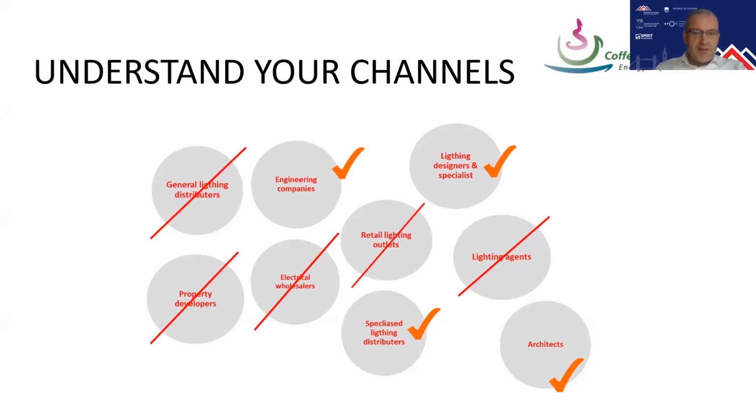So we ended up selecting what were the perfect fit. We targeted engineering companies, specialized lighting distributors, architects and lighting designers and specialists. They were the target distribution, and it was perfectly correct. The company does, and still is doing, very well in the UK. So it's a very good example of channel and vertical selection in the UK. Over to Rob.